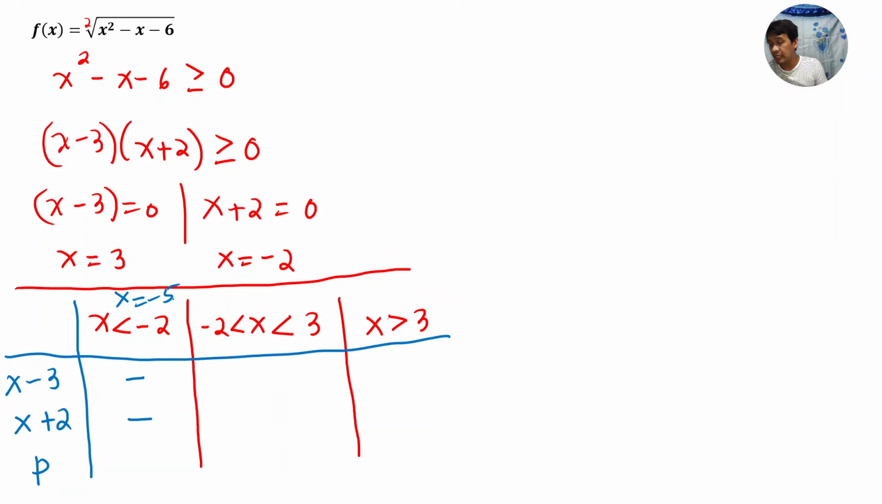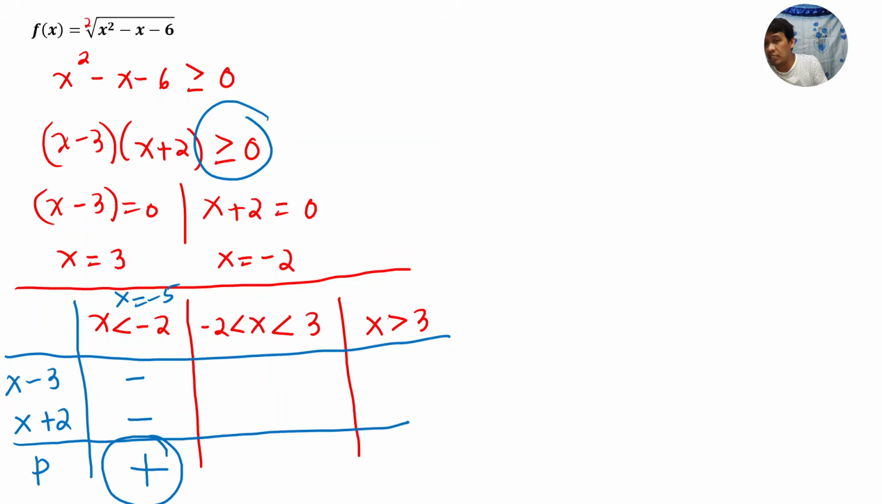So again, if x is negative 5, which is less than negative 2, substitute lang natin dun sa ating given. X minus 3, that is negative 5 minus 3 is negative 8, which is negative. Negative 5 plus 2 is negative 3, which is negative. Then the product of two negative numbers ay positive. So all we need to know is whether the product is positive or negative. So ang kailangan lang natin ay dapat positive kasi ang condition natin sa ating domain must be greater than or equal to 0. Then puntahan naman natin yung pangalawang column.